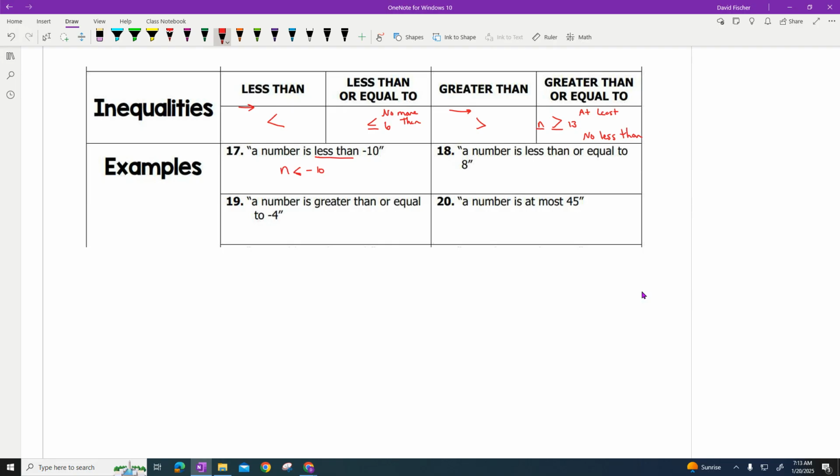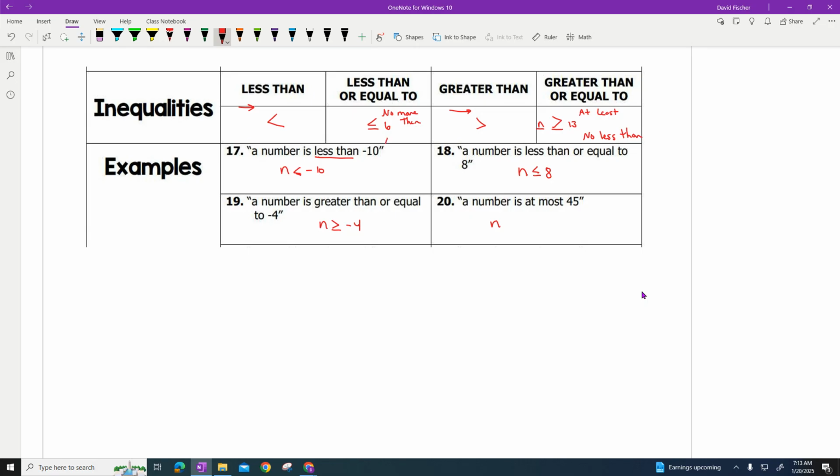Here we have a number is less than or equal to 8. A number is greater than or equal to negative 4. A number, now here's that, at most 45. So that means this number has to be smaller than 45. So "no more than" or "at most."